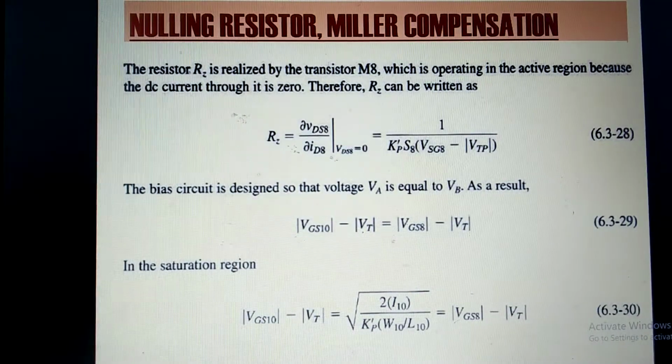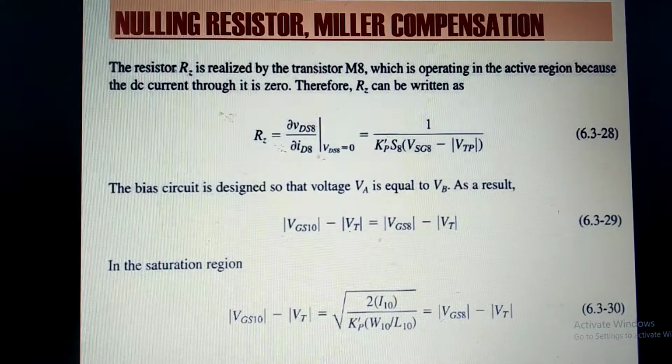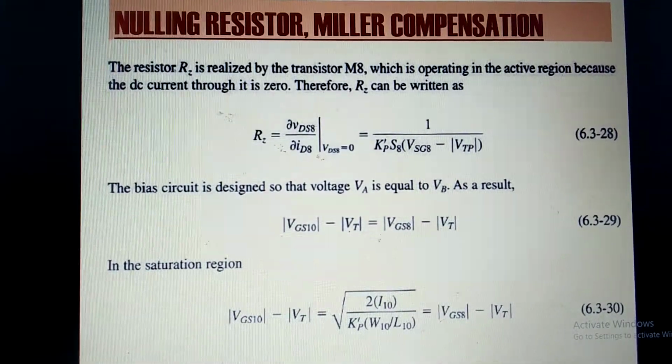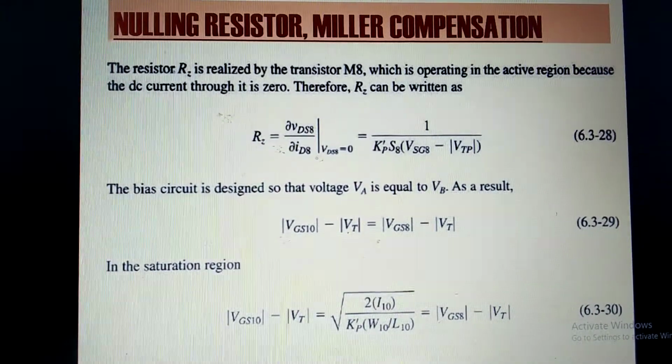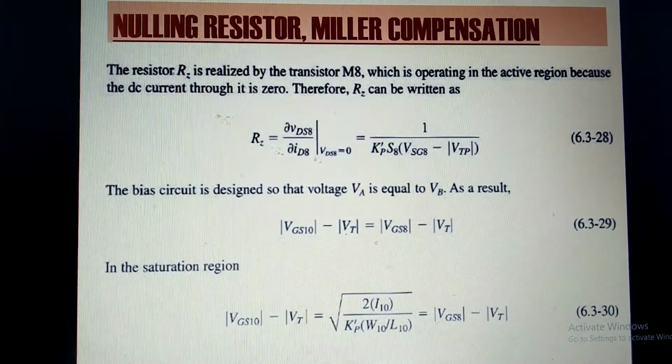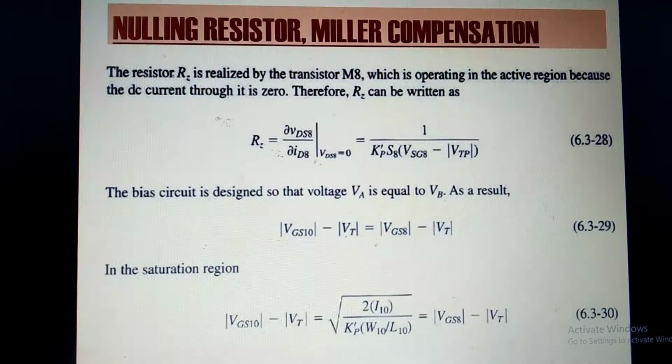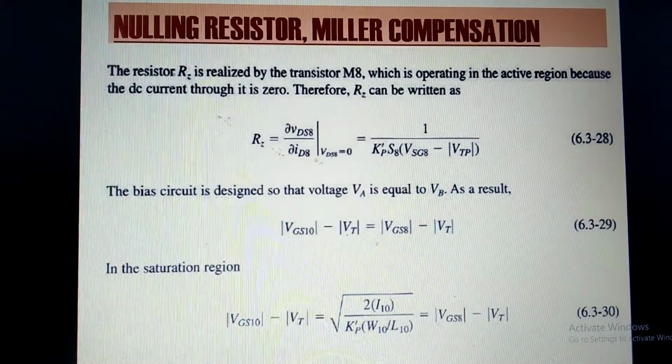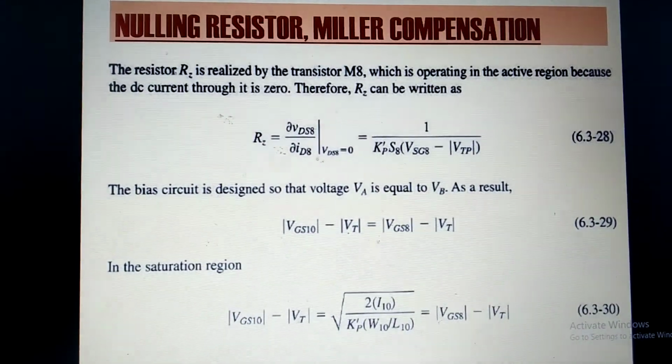Now the resistor RZ, or the nulling resistor, is realized by the transistor M8, which is operated in the active region, because in that active region the DC current through the M8 transistor is 0.